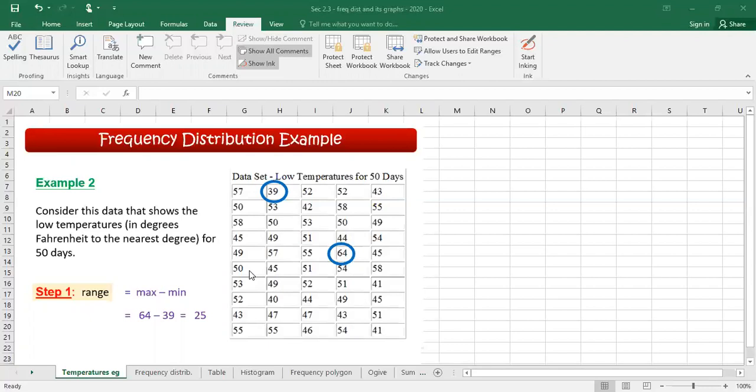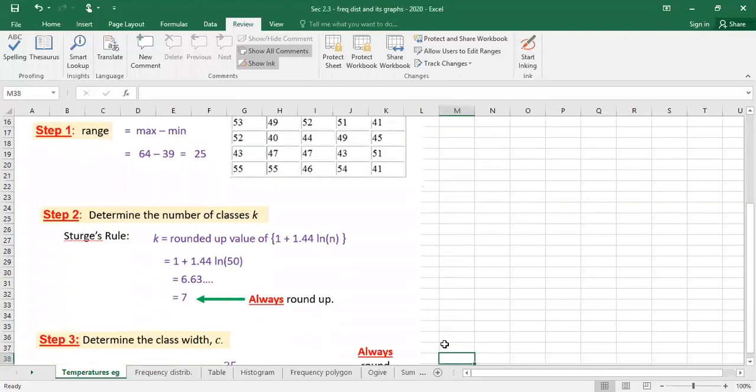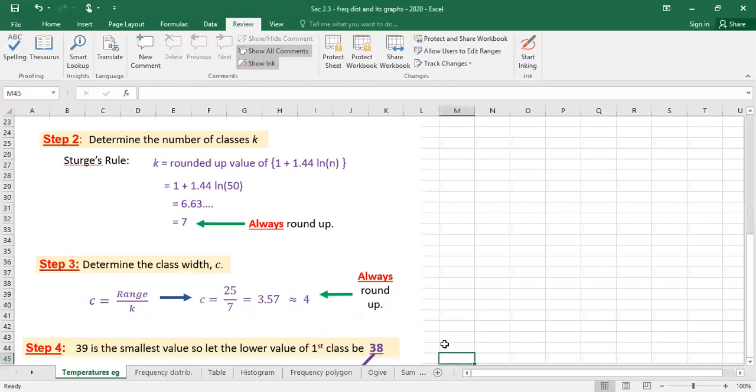So the first thing we did was we found our range, that was 25. The second step we did was we found our number of classes, for which we used Sturges' rule. And we found that we needed 7 classes. After that, we found our class width. And we found that, rounding up, we should use 4 as our class width.